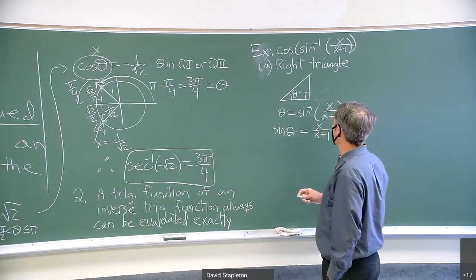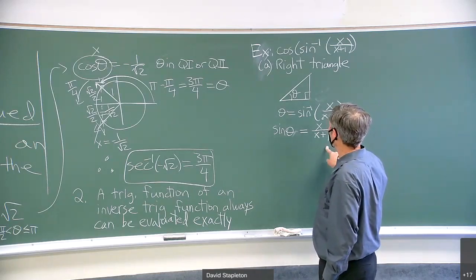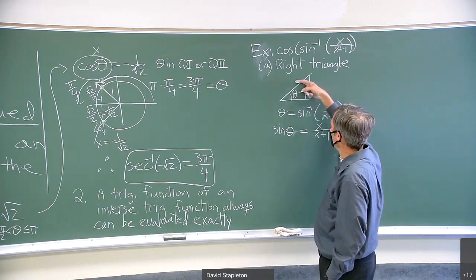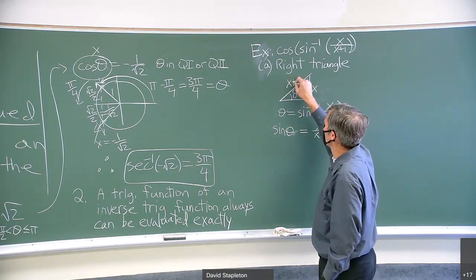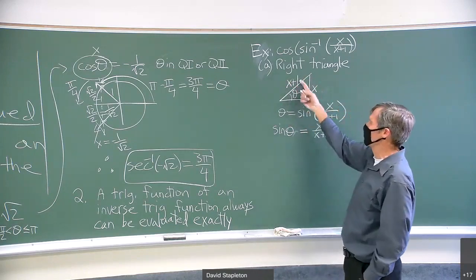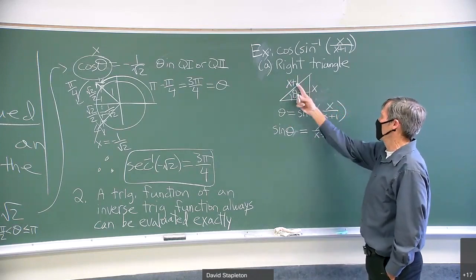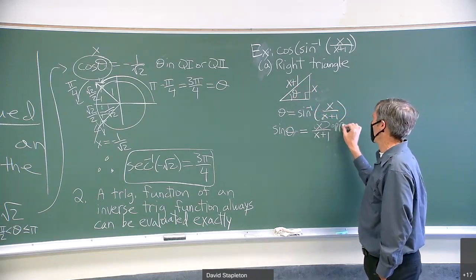And now if sine theta equals that, then I can write a ratio of opposite to hypotenuse that it looks like this. So let's put x here, and x plus 1 is the simplest way. I can put 2x and 2x plus 2. Who wants to make it harder, right? So I make these two sides in this ratio, opposite to hypotenuse.